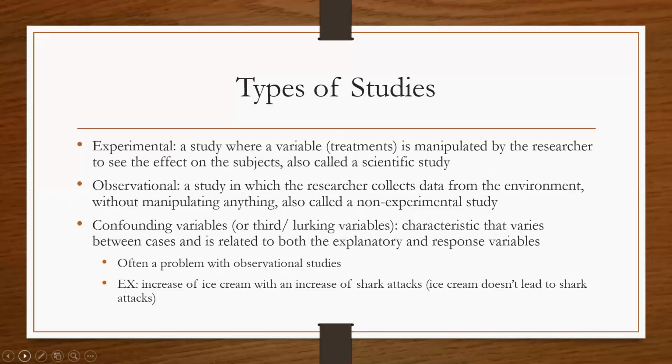Observational, basically, you're just going out, looking in the real world and collecting data. You're not manipulating anything, but because of that, you can also get confounding variables, which have a number of names, third variables, lurking variables, stuff like that. It's related to both the explanatory and the response variable, and it just messes up your outcome. So an example of this is an increase of ice cream and an increase of shark attacks. A researcher might think, oh, eating ice cream leads someone to get attacked more by sharks, which is preposterous.